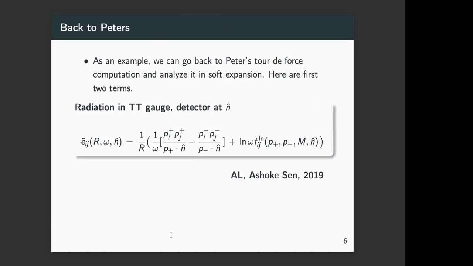So let me give a very brief example. We could go to the Peters computation for the radiative field and just do a soft expansion, because he gave us some integral expression, so we can just expand in this parameter. I'm writing down the first two terms that we find. The first term goes as a pole in the frequency, 1 by omega of the detector. It depends on p plus, the final momentum of this particle of mass small m, and p minus, the initial momentum. So that term is completely fixed by the initial and final momentum of the scattering particle.